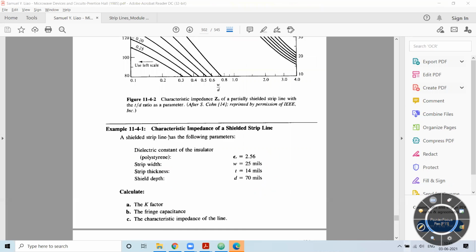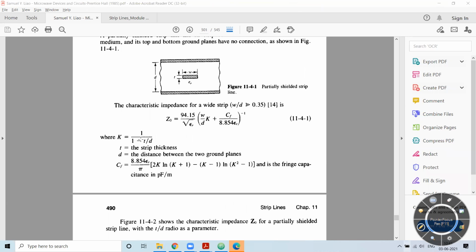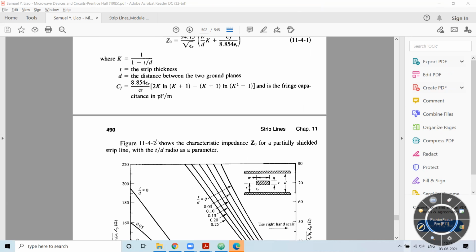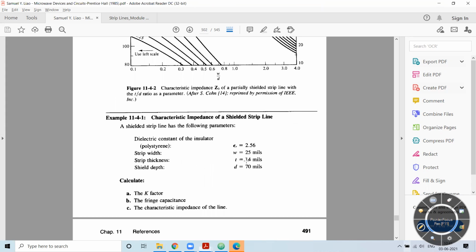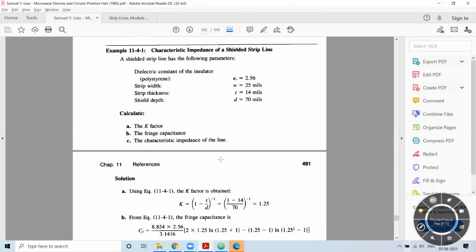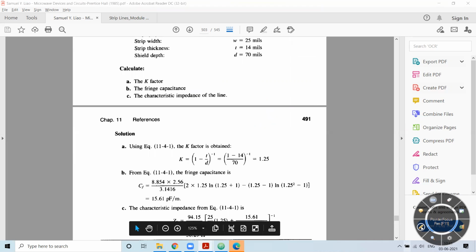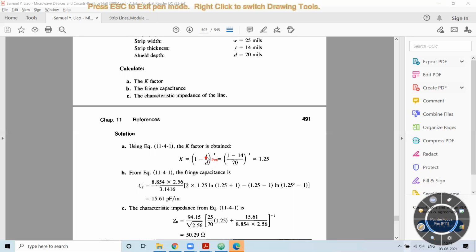So K is given by what? K is given by 1 divided by 1 minus T by D. Thickness is 14 mils and D is 17 mils. The units are the same, so no need to worry. So 1 divided by 1 minus T by D. When you substitute that value over here, you get K equal to 1.25.